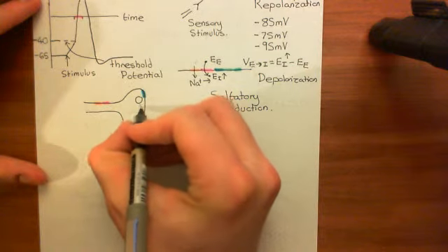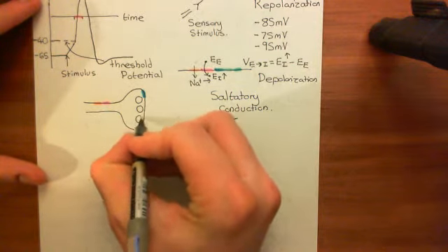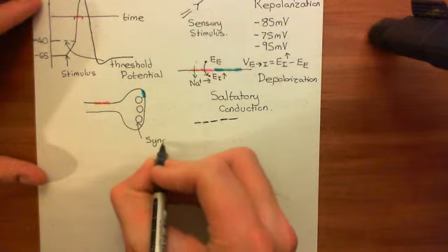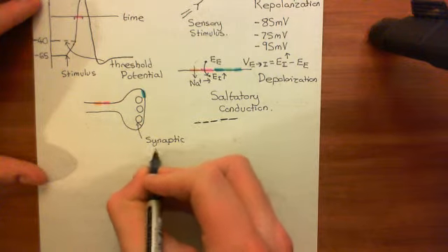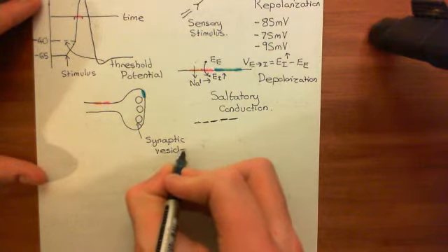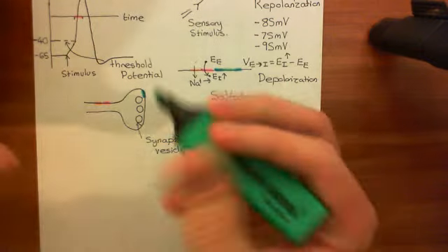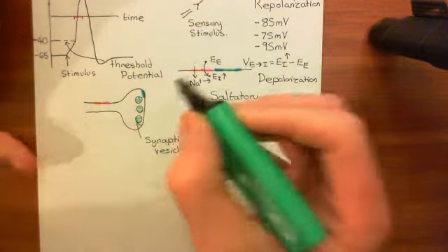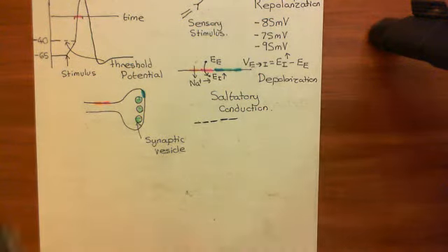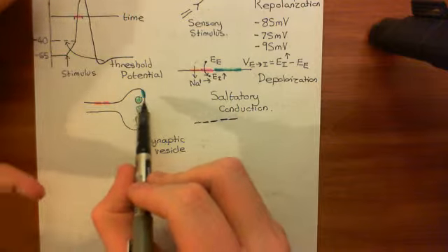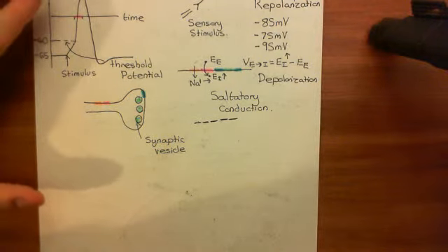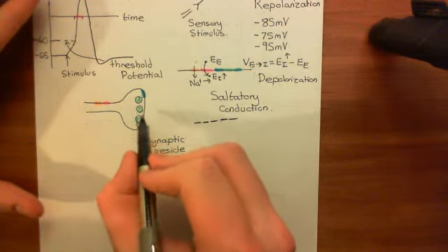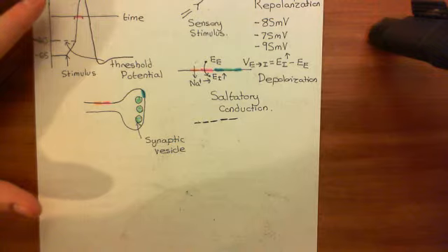Now, docked at the presynaptic membrane, you have what are known as synaptic vesicles. These are vesicles which are full of neurotransmitter. So this is a synaptic vesicle. Let me put some green dots within these vesicles to represent the neurotransmitter. These synaptic vesicles are going to fuse with the presynaptic membrane when an action potential arrives here, and that's how you're going to release neurotransmitter.